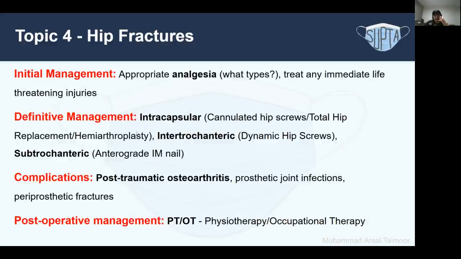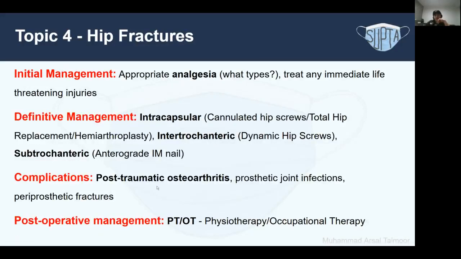Definitively, it depends on the type of fracture. So intracapsular, you're thinking more total hip replacement, or hemi, meaning half arthroplasty, so replacement of the joint. And intertrochanteric, you would mainly do dynamic hip screws. Again, I won't go into detail what these are because you probably won't know it at this point. This is mainly for your revision if you're on surgical placement.